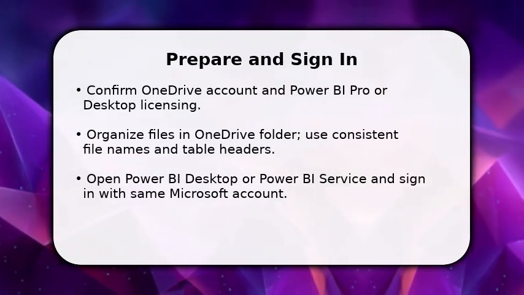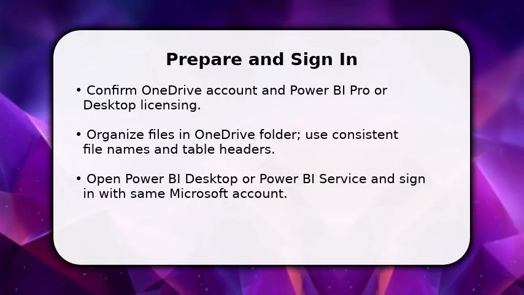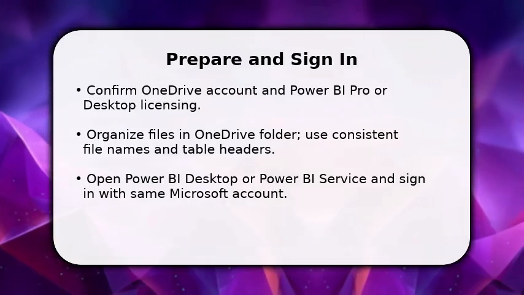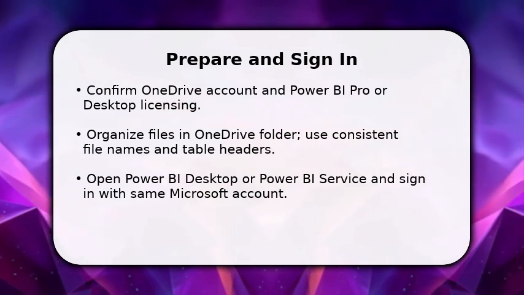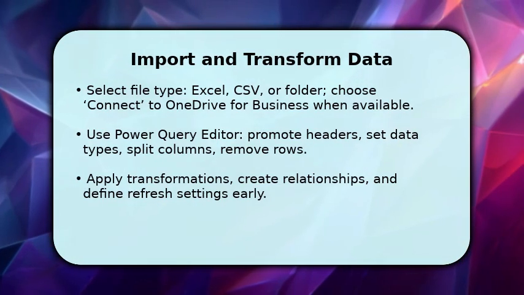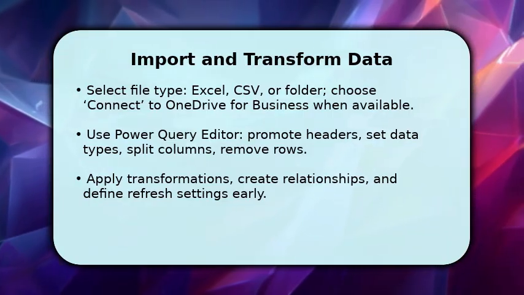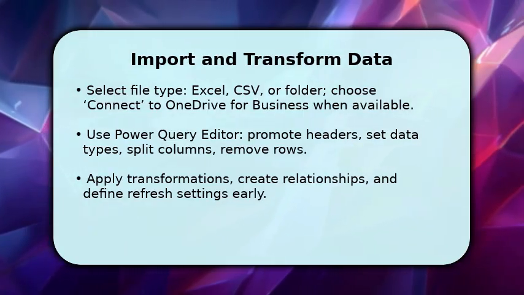Now, in Power BI Desktop, choose Get Data. In Power BI Service, choose Get Data from Files and select OneDrive. This starts the import process immediately. Once connected, you'll see the file list. Select the target file and choose Transform Data to open Power Query Editor.